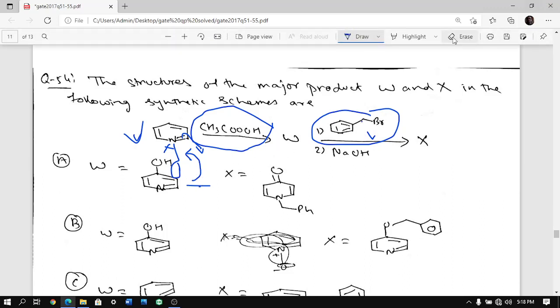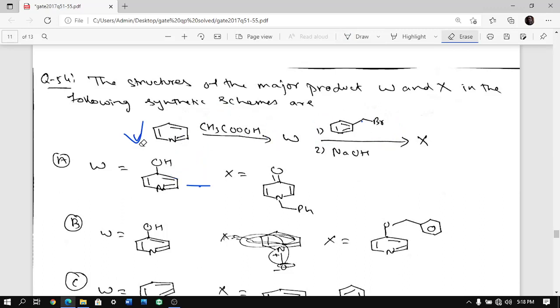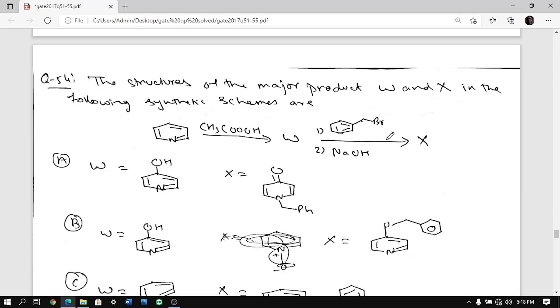So generally this is a rare reaction. I saw this in Clayden, either Clayden or Carruthers, I am not able to recollect, but one of them I saw. So generally the reaction will always go to the ortho and para position. This was one of the exception reactions. They generally ask exception reactions.